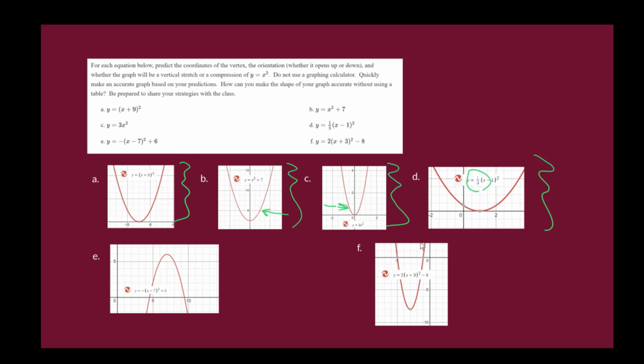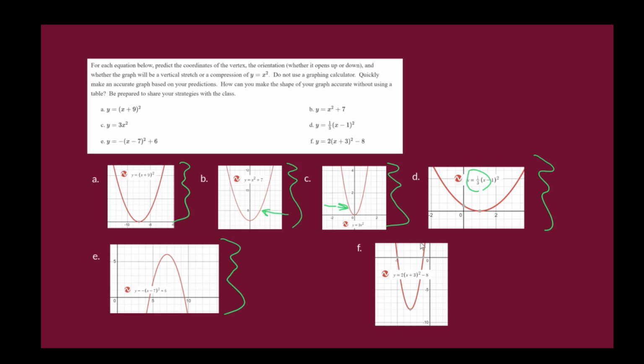It's a wider parabola. Then we go to E. E is upside down because it is the only one that had a negative A. And then the vertex is at (7, 6). So you can see from looking at it, it opens down. It does not have a vertical stretch or horizontal or vertical compression.